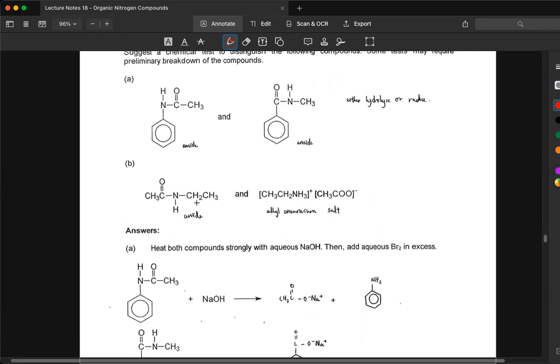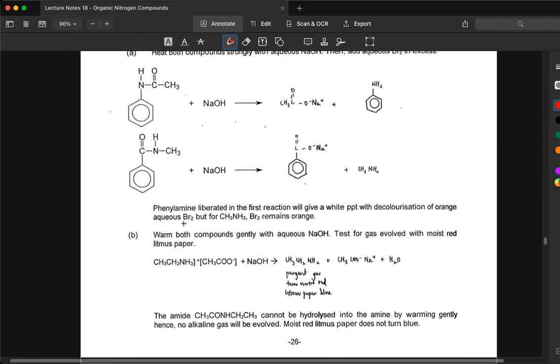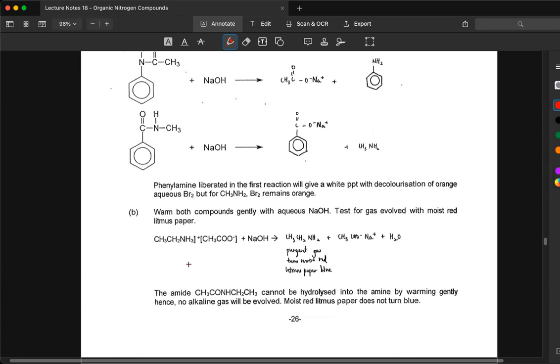As for the second one, ammonium salt versus amide. We can warm both gently with sodium hydroxide and test the gas using moist red litmus paper.